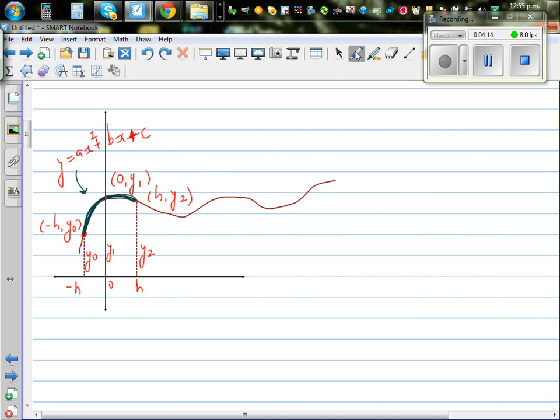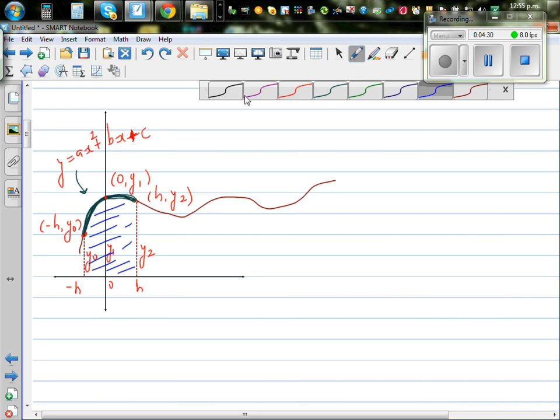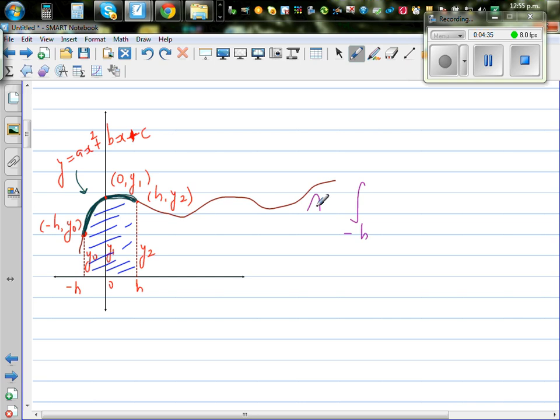If that is the case, we're talking about the area of this region. Let me shade this region. The area under the curve and above the x-axis would be the definite integral from minus h to h of this function, ax squared plus bx plus c dx, using definite integration.